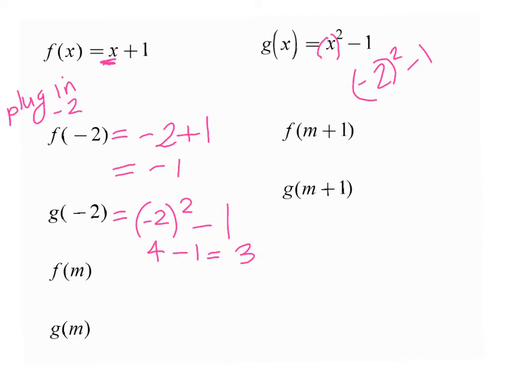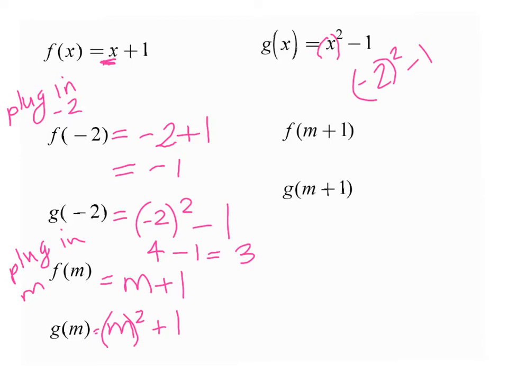I'm going to ask you to do the same thing with letters. This is what I mean by an arbitrary point. What's f of m? This means every place we see x, we're going to plug in the letter m. So m instead of x plus 1. That's your answer. Same over here. And it would be good practice to put your parentheses around it.